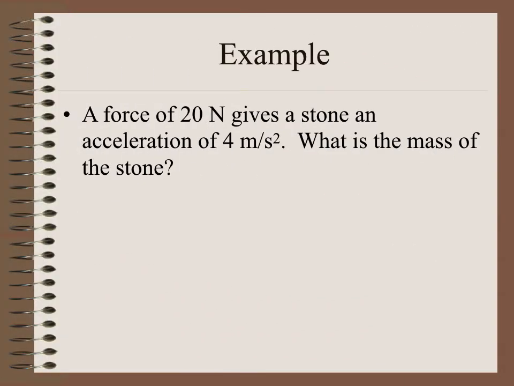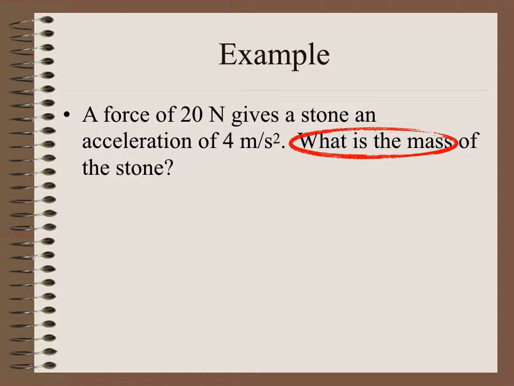Now let's take a look at an example using this formula. It says a force of 20 newtons gives a stone an acceleration of 4 meters per second squared. What is the mass of the stone? So if we start by taking a look at what we're trying to find, what is the mass? We immediately run into a problem. Ever since lesson 5, you've had a formula to solve for mass when you had the object's weight. Or in lesson 12, you used the density formula to find the mass. You now have another formula that you can use to find mass.